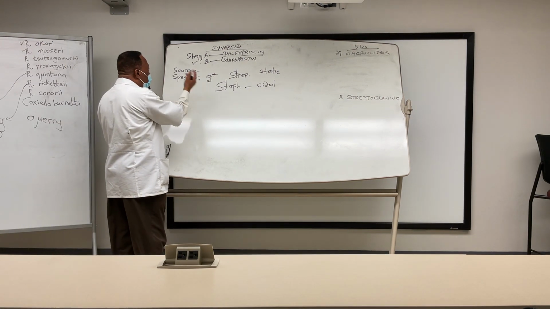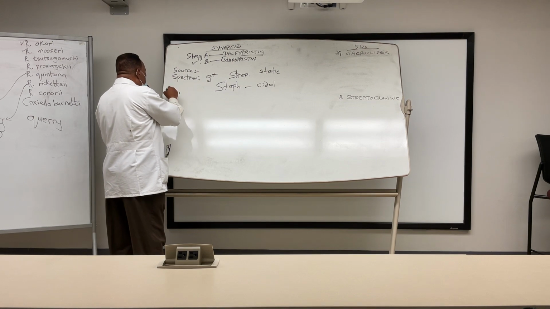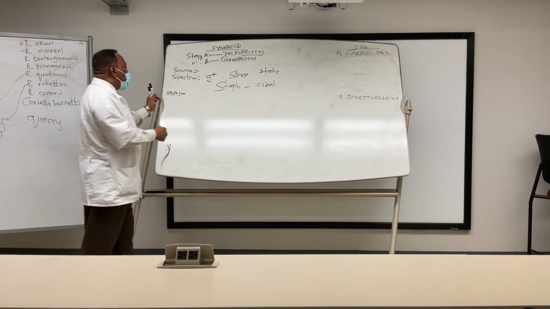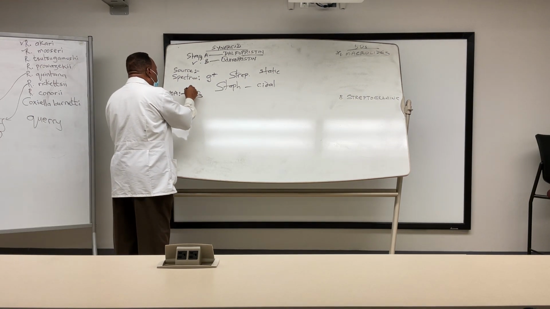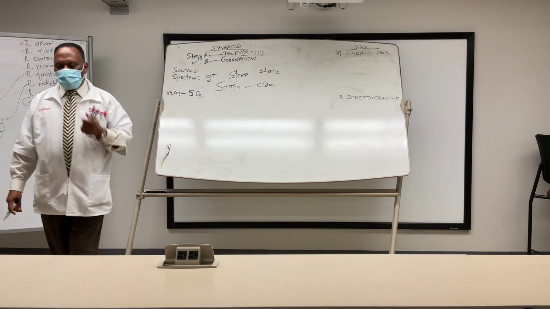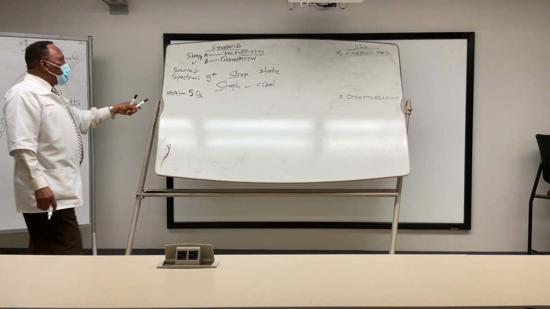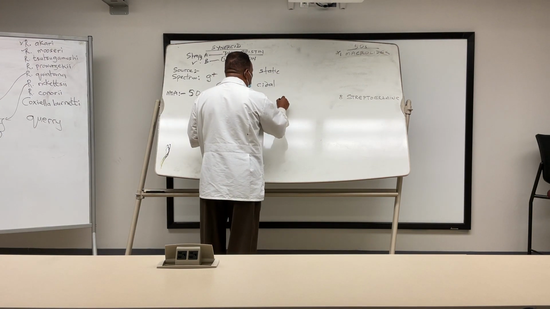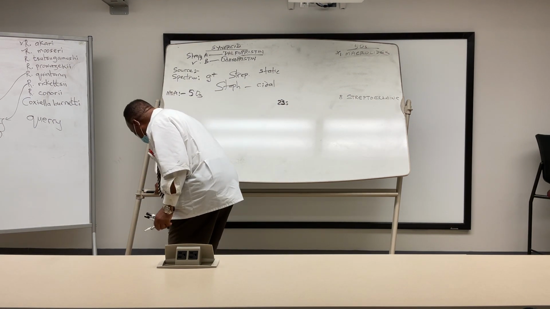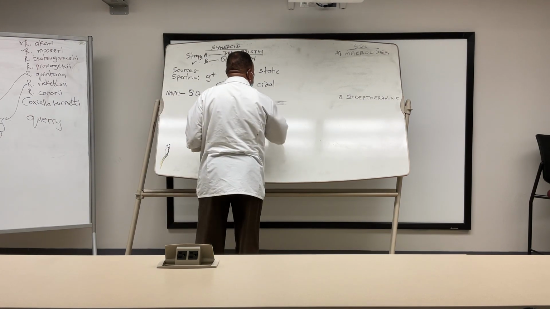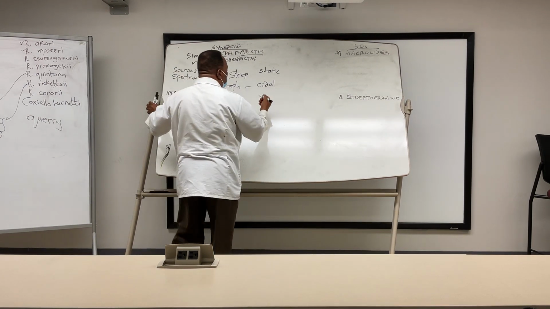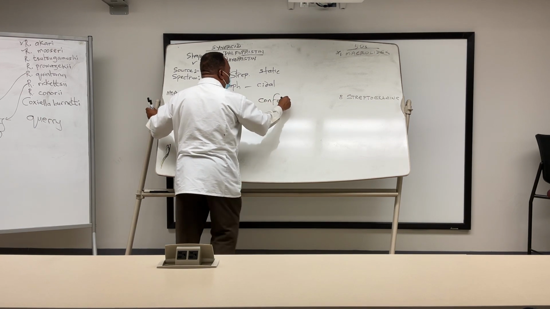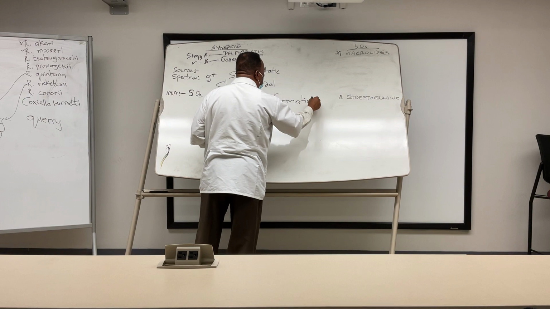And the mechanism of action of the drug would be inhibition of the 50S. The dalfopristin, that is streptogramin A, would bind to an area that is close to 50S. And it will cause a conformational change.